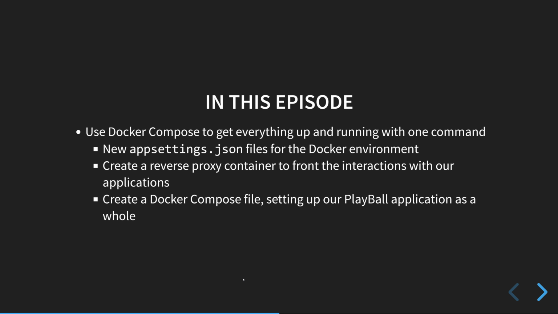So we'll create new app settings files to have the specific configurations for this environment. Then we'll create a reverse proxy container to front the interaction with our applications. I will show you in a bit, but if you remember from episode 21, I showed you the kind of architecture we are going for at this stage. Eventually it will change, but at this stage. And we want a single point of entry into our application, and that will be the reverse proxy.